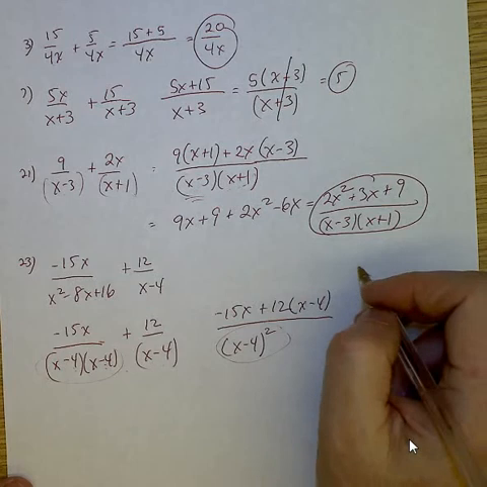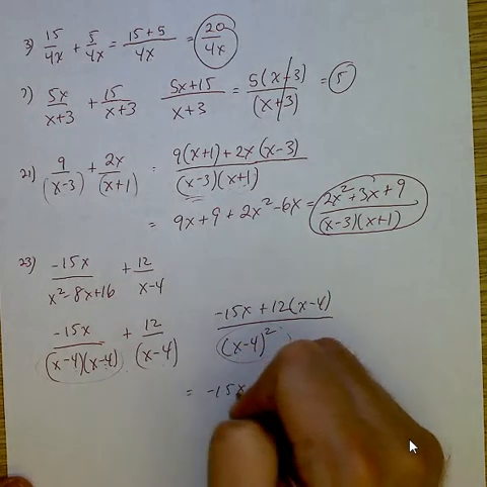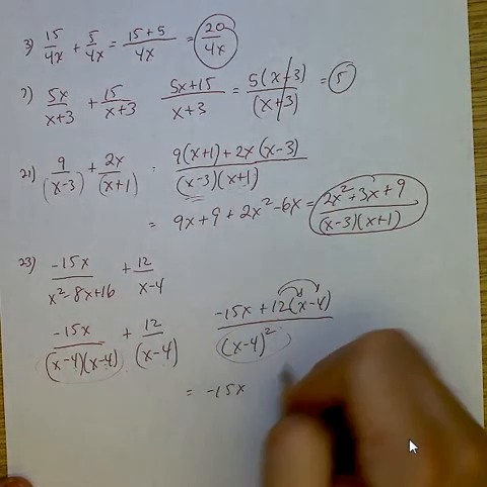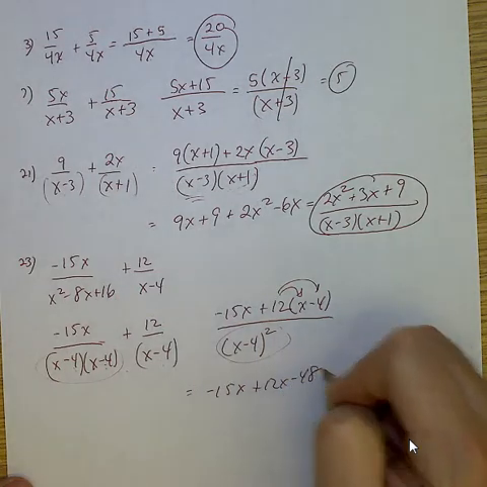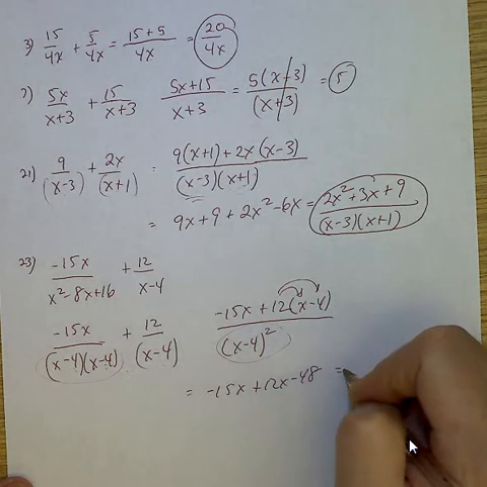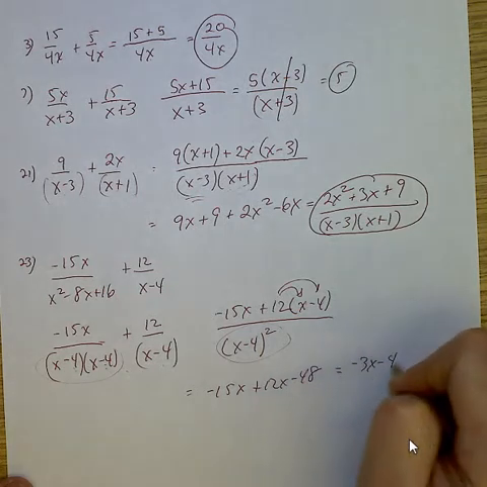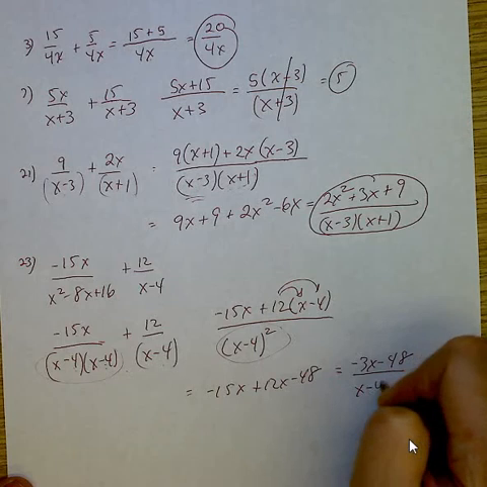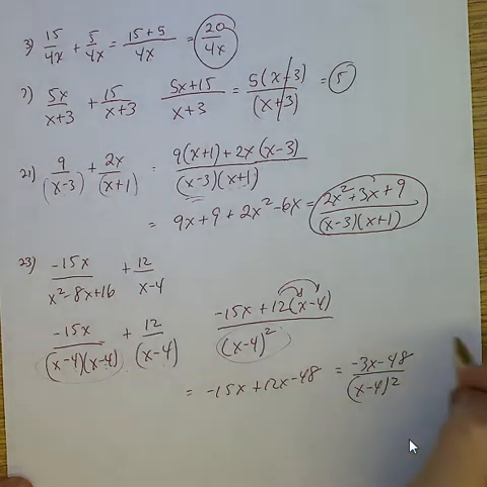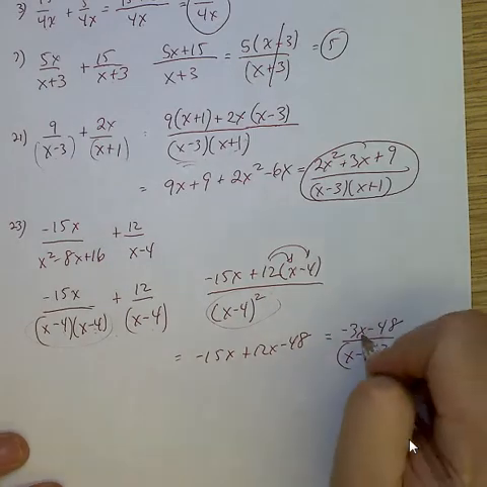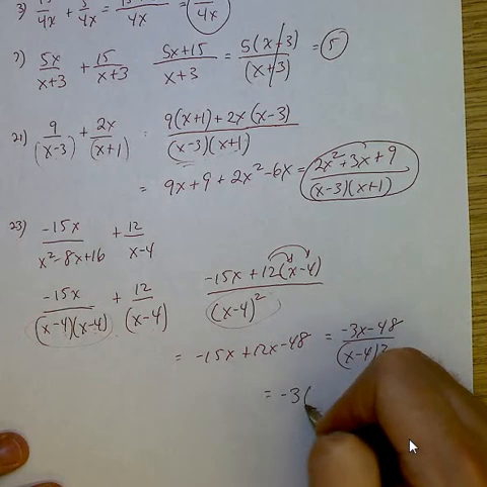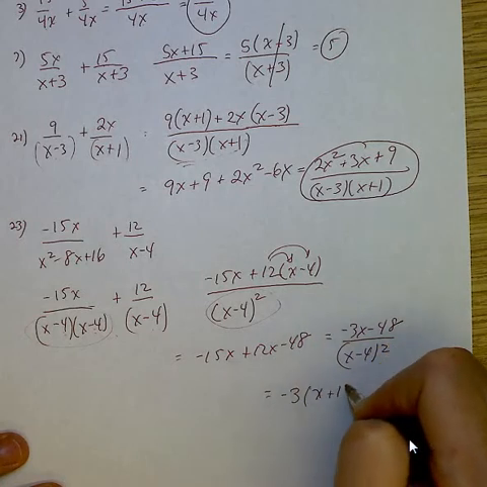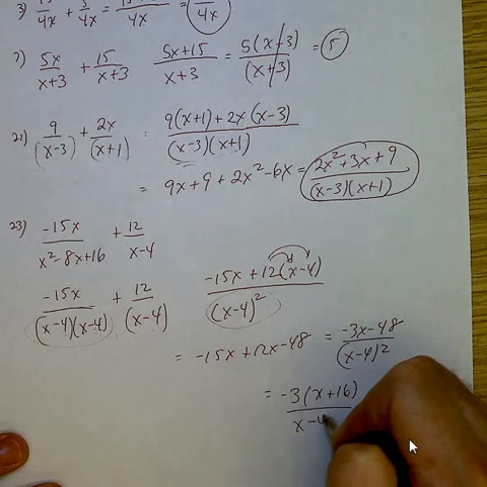Now we can go ahead and simplify. Negative 15x will distribute plus 12x minus 48. That's our numerator. And we'll simplify that, and we'll get negative 3x minus 48 over x minus 4 squared. But we have to always look to factor, and there is a term, negative 3 actually, that we can pull out of our numerator. So we'll pull that negative 3 out, and we're left with x plus 16 over x minus 4 squared.